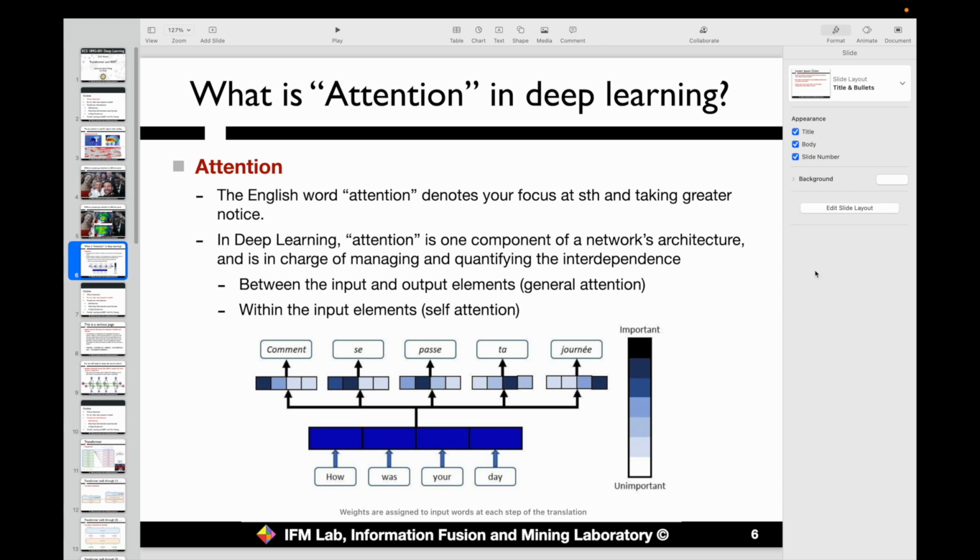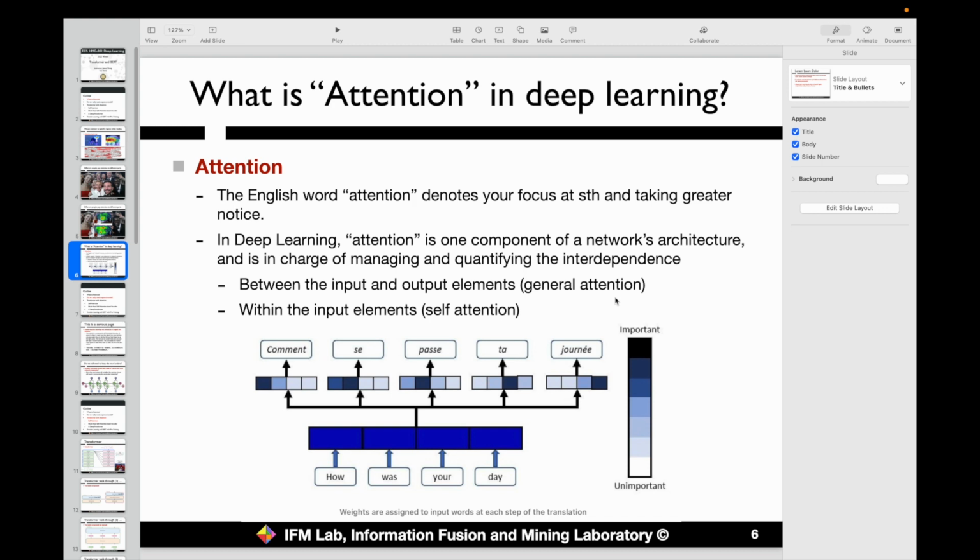In English, the word attention denotes our focus on something and taking greater notice of something, either when doing some activity or in learning. In deep learning, attention is a component in the model architecture. It is in charge of managing and quantifying the interdependence between different parts, either of the hidden representations or of the inputs. Attention can be used in different parts of the model architecture, for example between the input and output layers. It can assign higher weight to some inputs when calculating the outputs, and this is called general attention.